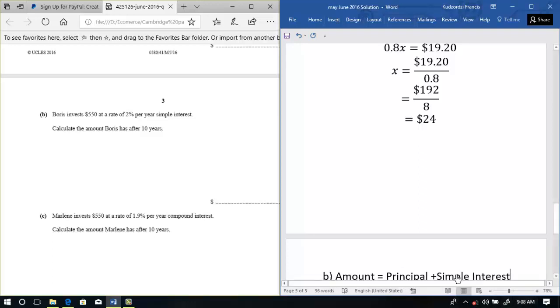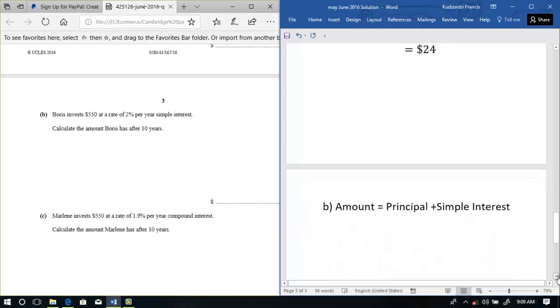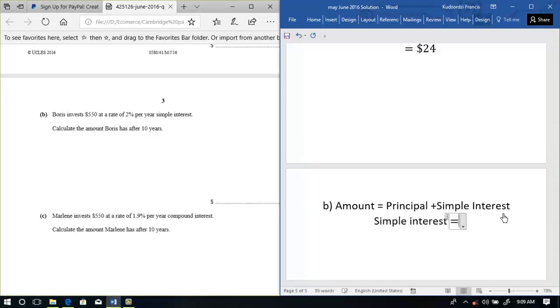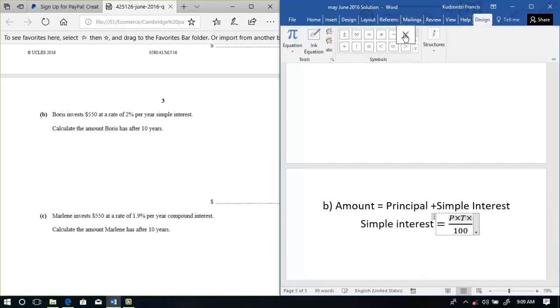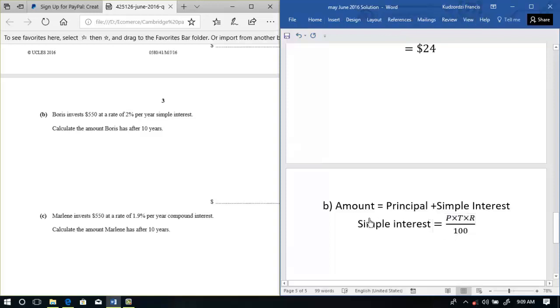You know the amount is equal to principal plus the simple interest. We know the principal to be $550. We don't know the simple interest, so we need to calculate it. This is the formula for calculating the simple interest: principal times time times rate over 100. We know the principal, the time, and the rate, so let's substitute into this formula.